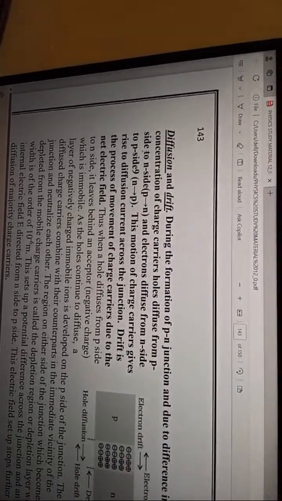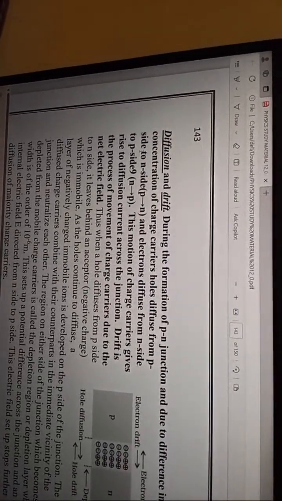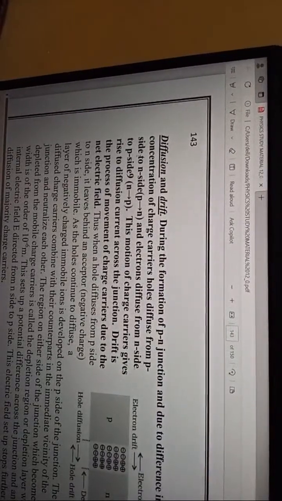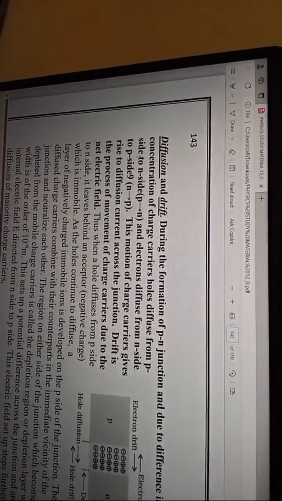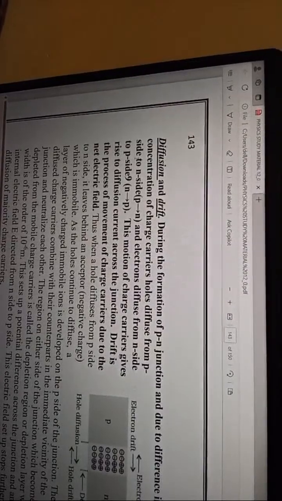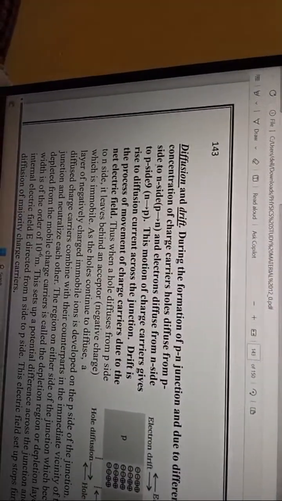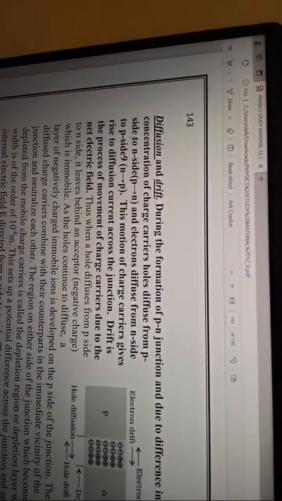Thus, when a hole diffuses from p side to n side, it leaves behind an acceptor negative charge which is immobile. As the holes continue to diffuse, a layer of negatively charged immobile ions is developed on the p side.